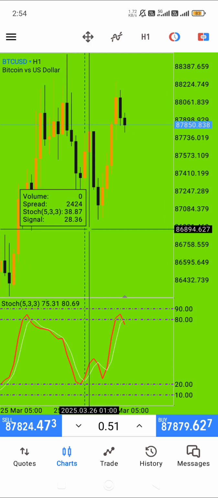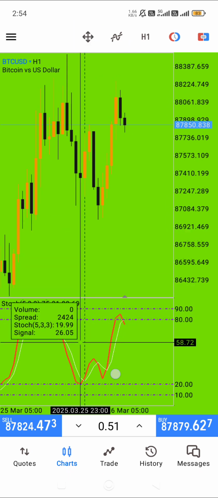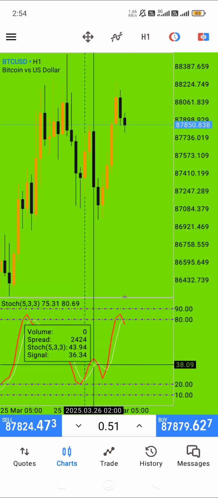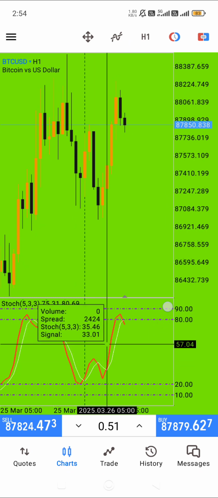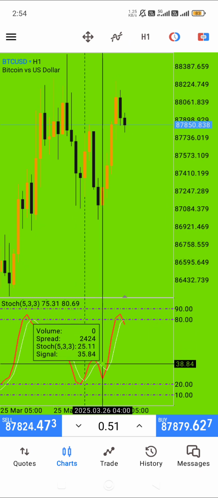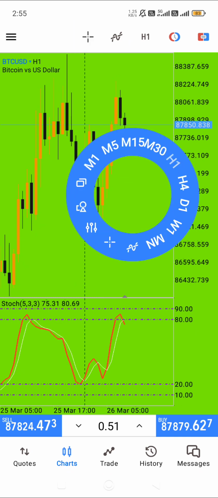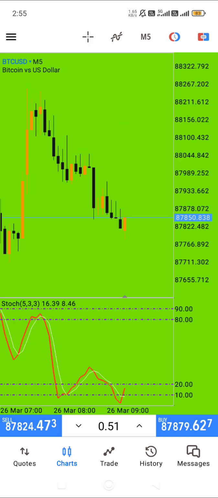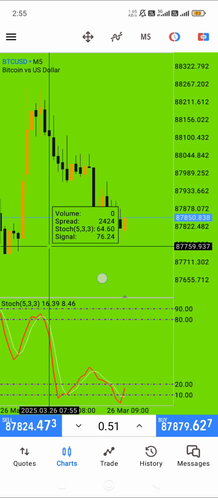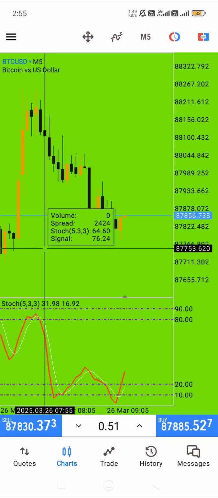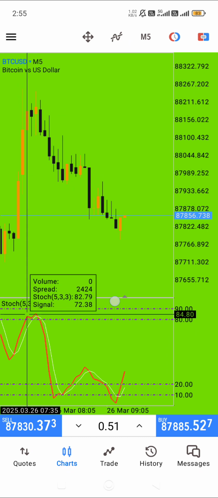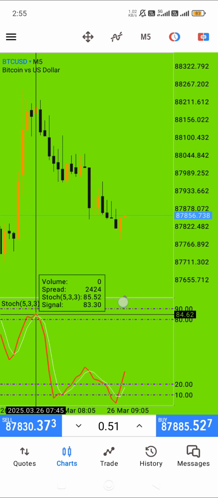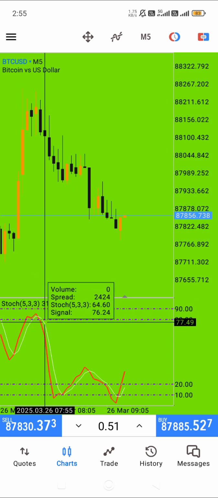Here the 10 and 20 level crosses, just touches both lines, crosses both lines, and again goes up. You can trade this. This is the 1 hour time frame. If you trade, you get maximum profit from there. Same thing is there: the 90 and 80 level crosses both lines, and both are down below 80, then you can trade to sell.